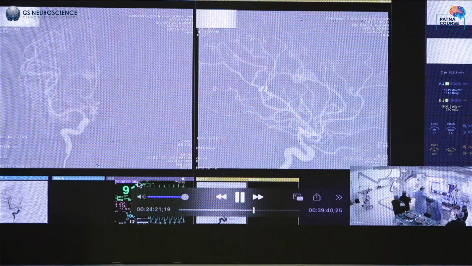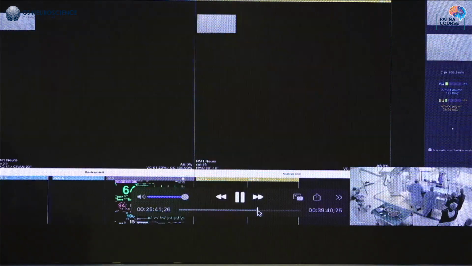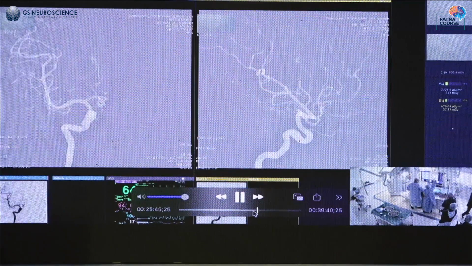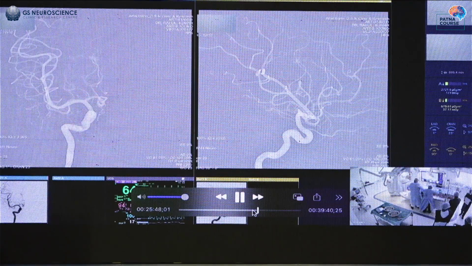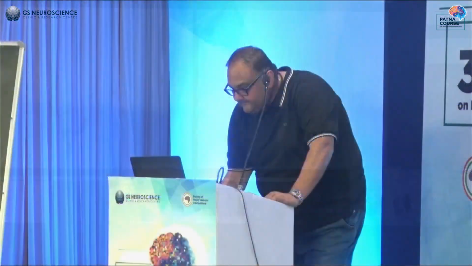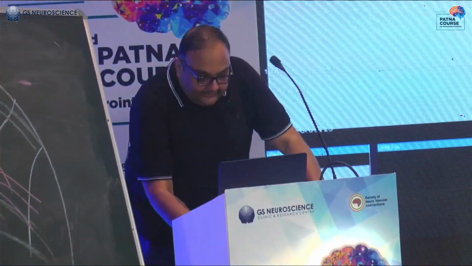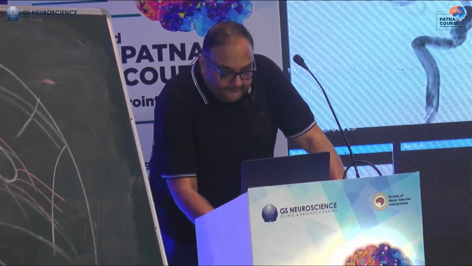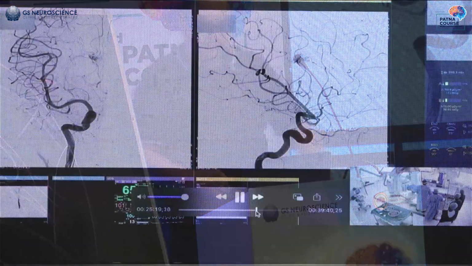Let us accelerate this process a bit more. This was after the second injection. Okay, we probably have the second injection there. This is just before the second injection. And this is after the second injection, yes.